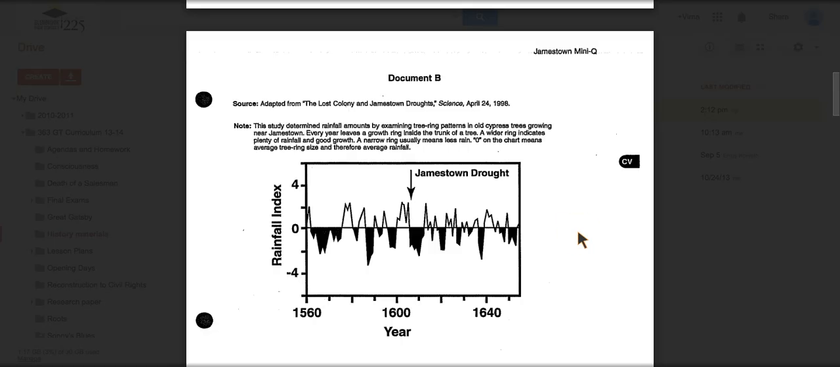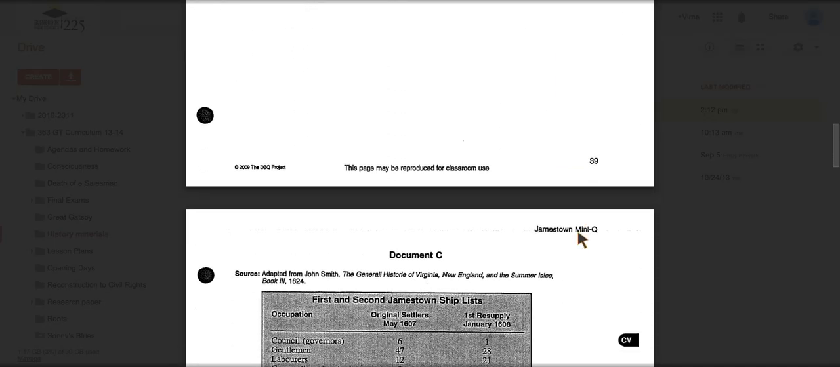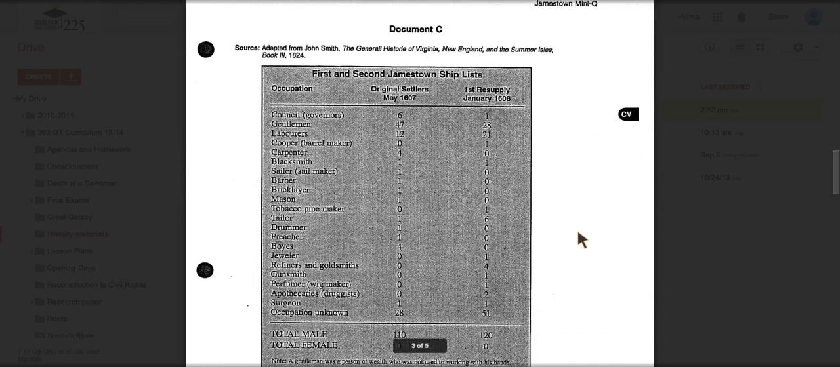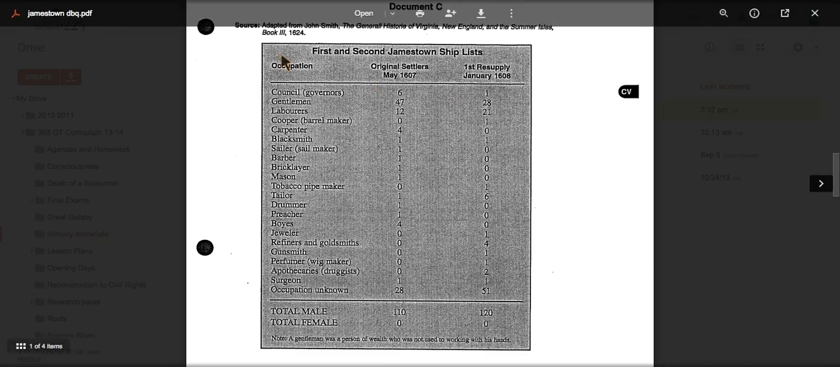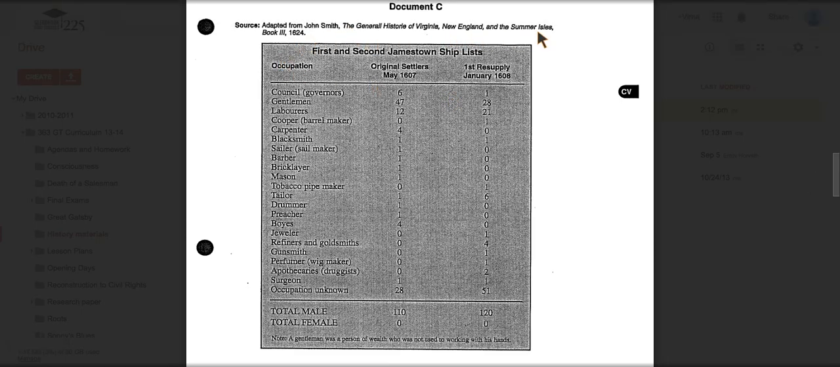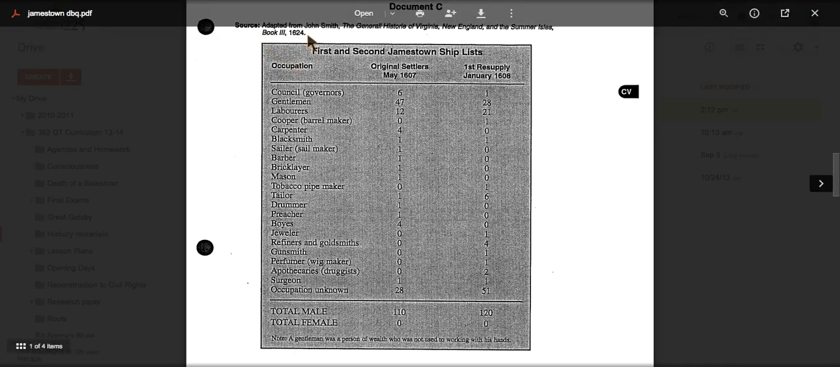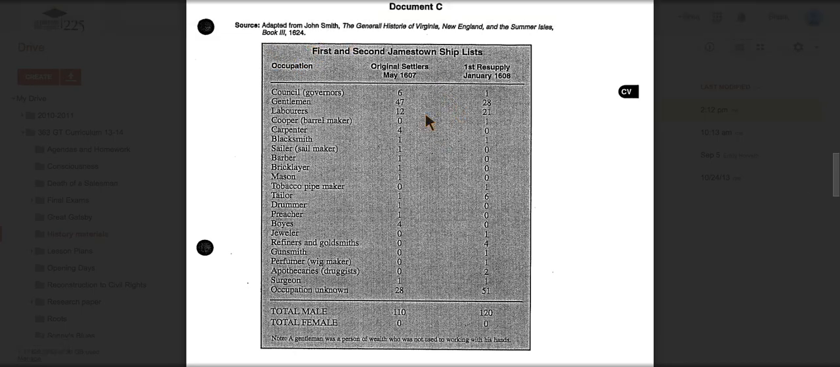So then I would look at the next document, document C, and first question is, what kind of document is this? And in this case, it is a ships list, first and second Jamestown ships list. This might not be a secondary source because it's an actual ship list from Jamestown. Let's just double check. This says, adapted from John Smith, The General History of Virginia, New England, and the Summer Isles, Book 3, 1624. That sounds like a primary source to me.